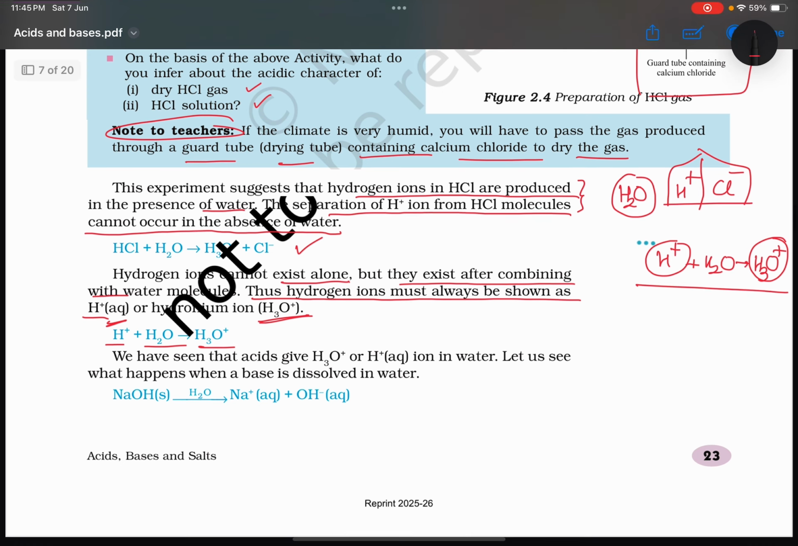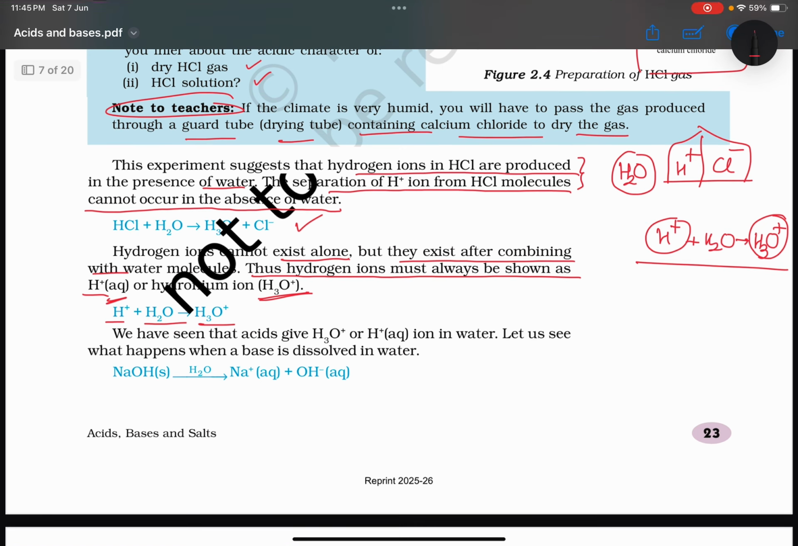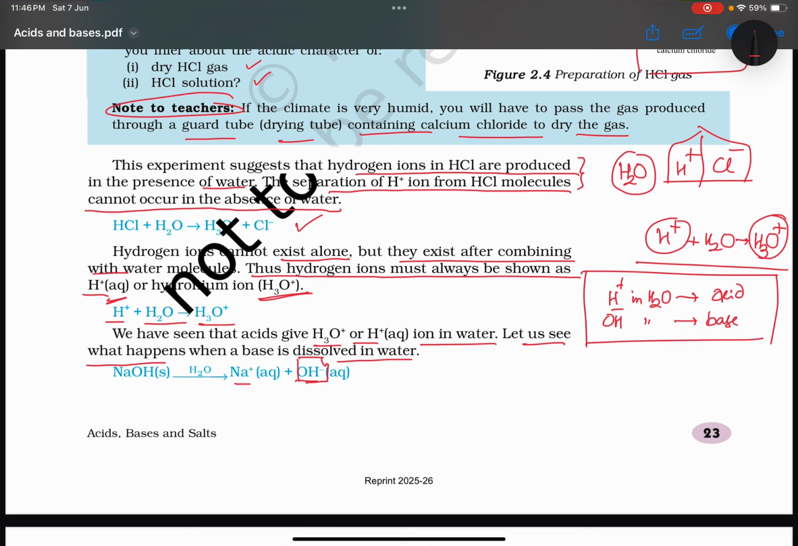Okay, fine, good job. We have seen that acids give H3O plus or H plus ions in water. Let us see what happens when a base is dissolved in water. Same thing, NaOH gives Na plus and OH minus ions. So the substance which releases H plus ions in water is called an acid. OH minus ions in water is called a base. The substances which release H plus ions in water are acids. The substances which release OH minus in water are bases.